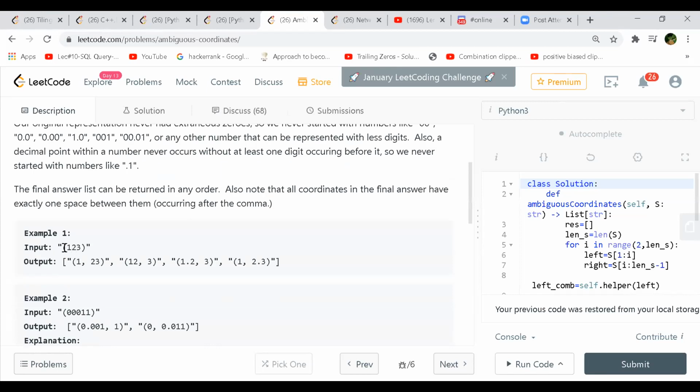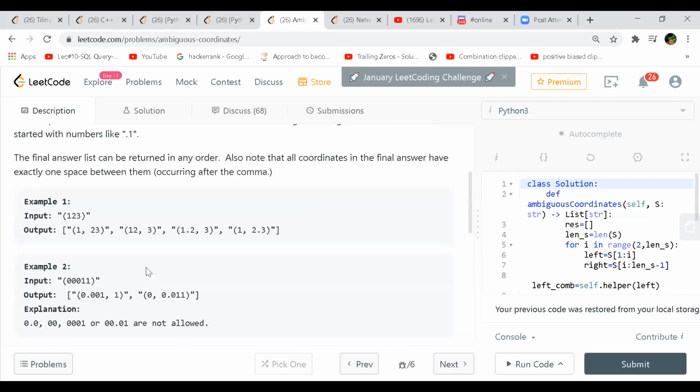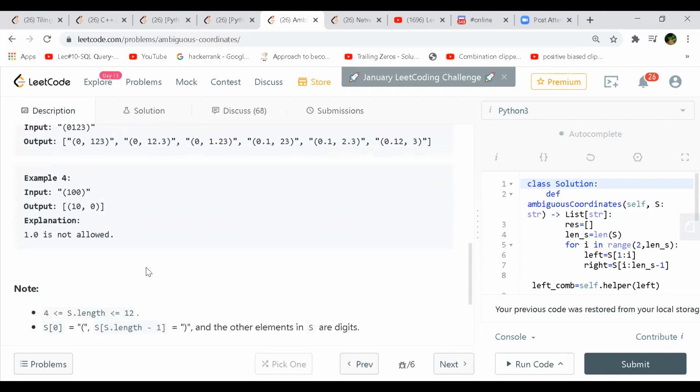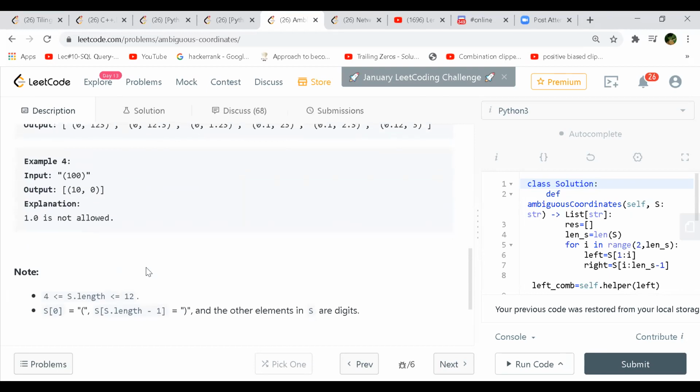So, for example, with 1 2 3: first they are breaking into 1, then 2 3, and then 2 3 is again split into 2.3. So whenever we make a break, make sure that at least one element is there on each side, right? Yeah, same way for this. And your constraints are like this, 4 to 12, and the other elements.